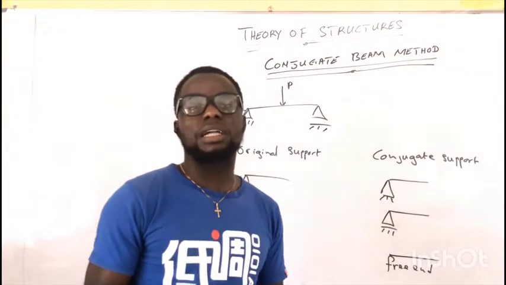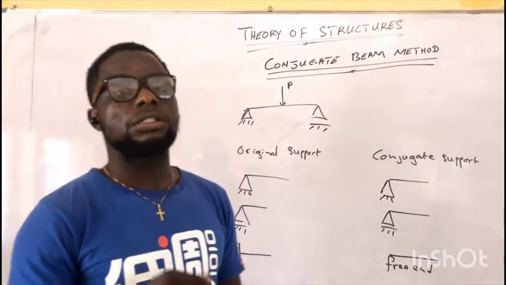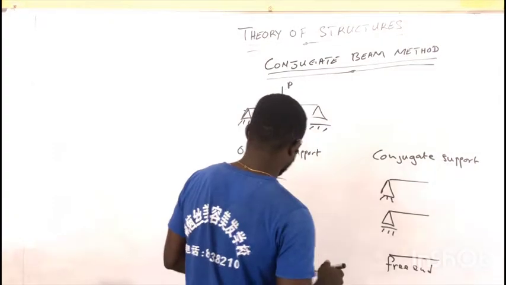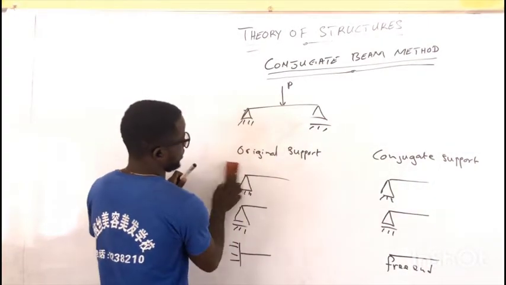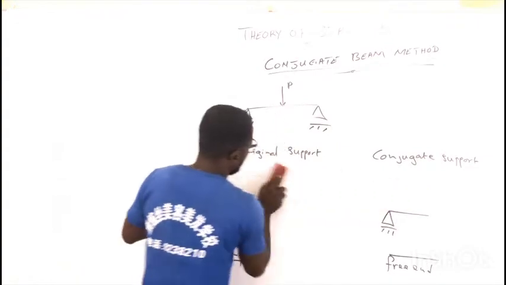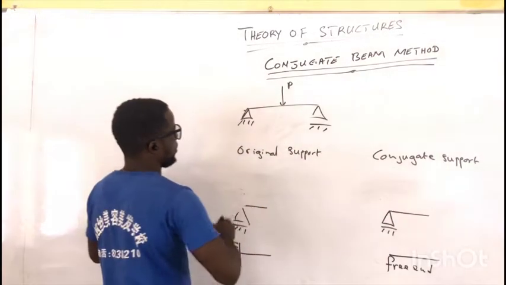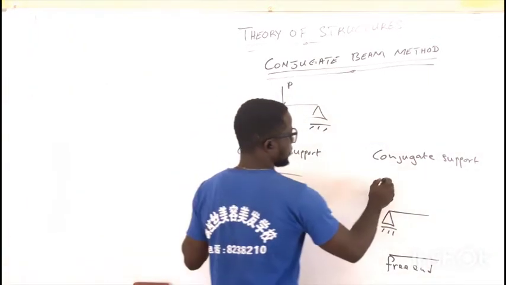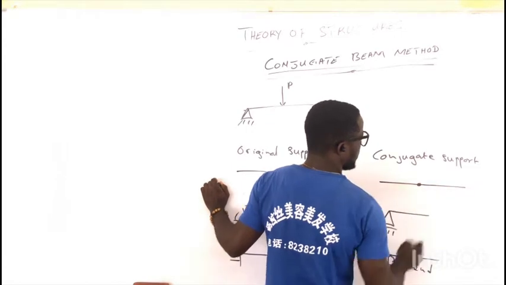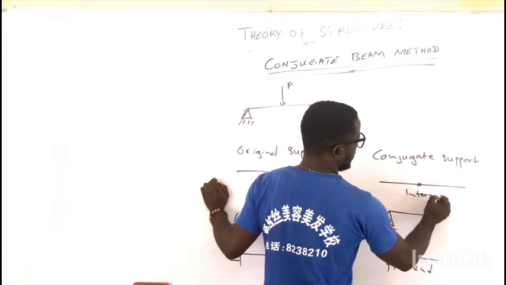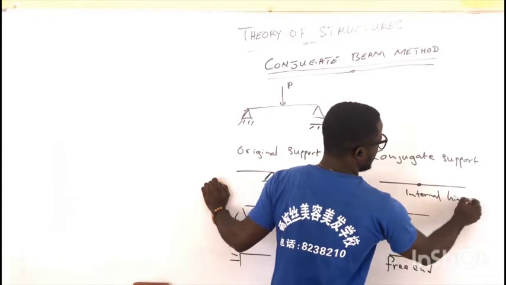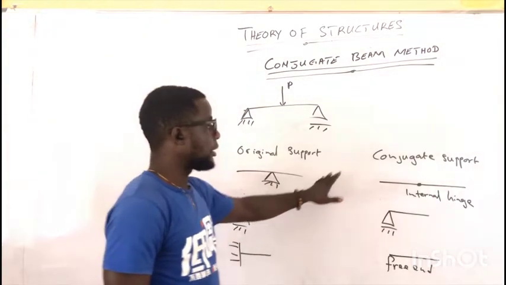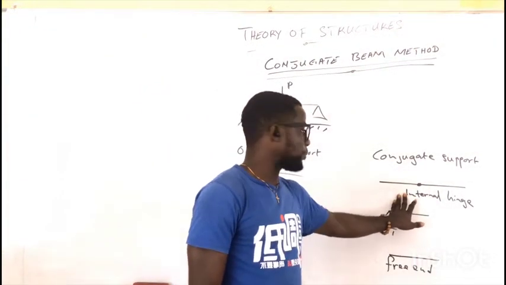When you have a support like an overhanging beam, a support at the middle, the support will turn to an internal hinge. We have this at the middle, then it will turn out to be an internal hinge. In the original beam, we have the supports at the middle, then the conjugate will be an internal hinge.